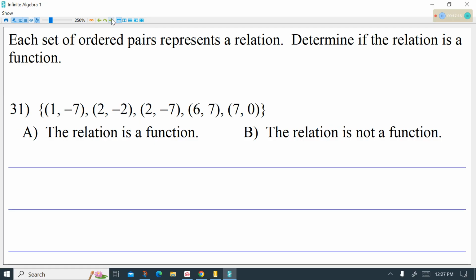Number 31 now. Okay, make your mind up. What do you think? Is this a function or not? This is not a function because, again, we have +2 and +2. And we have two different outputs. So that will not work.